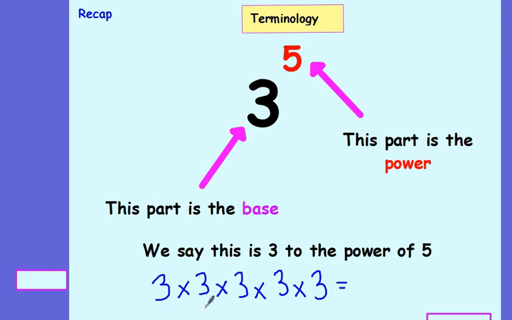3 times 3 gives me 9. Multiply 9 by 3 gives me 27. 27 times 3 gives me 81. And 81 times 3 gives me 243.